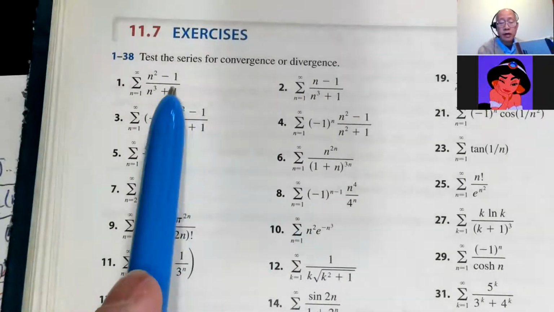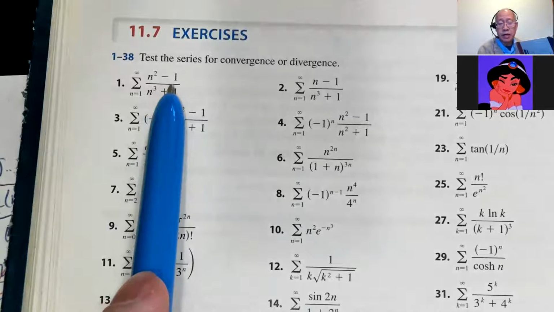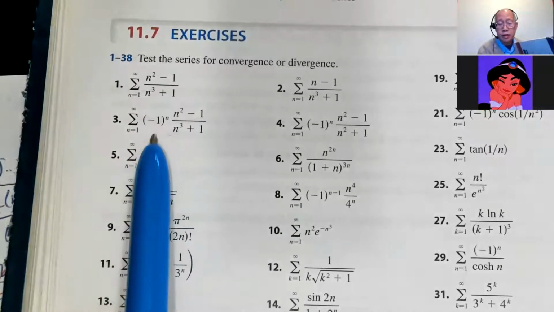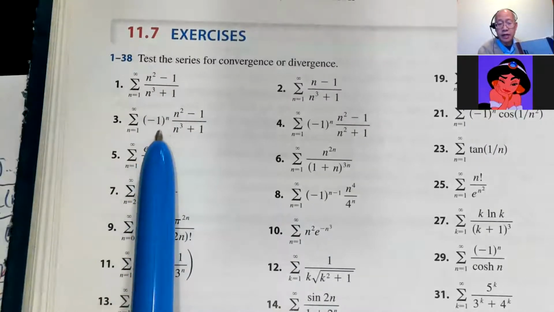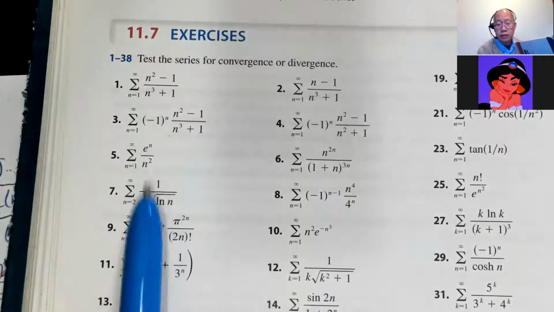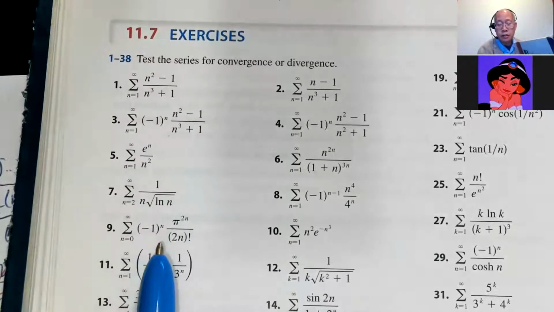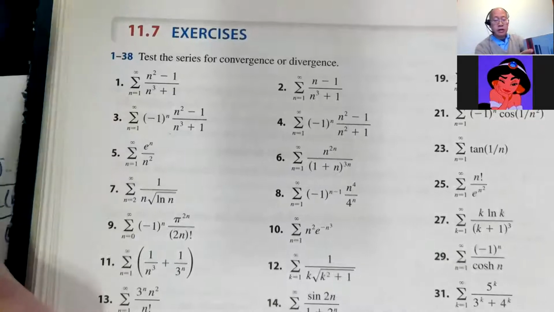Okay, so number 1, LCT, limit comparison test to summation 1 over n. Alternating series test, AST. Ratio test, integral test, ratio test. Okay, so my hint for that one. Let me do 11 in its entirety.